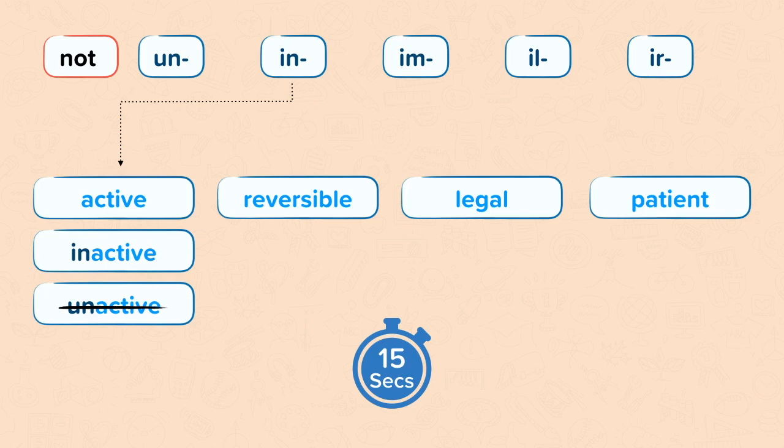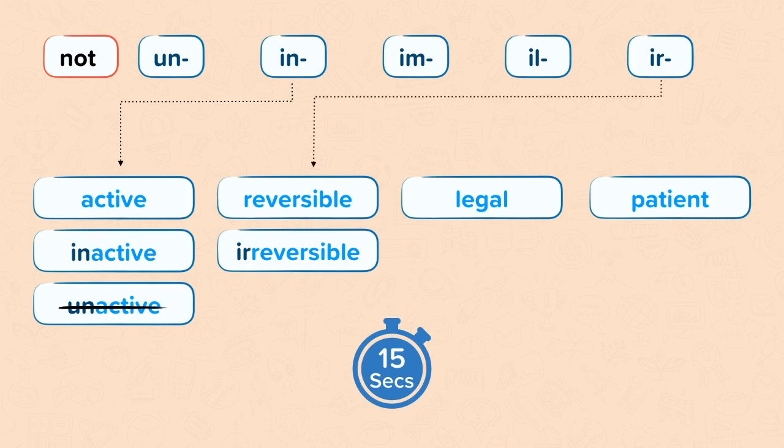Now let's go through the answers starting with reversible. If something is reversible, it means it can go backwards or be undone. So something that is not reversible is irreversible. It means it cannot be undone. So well done here if you chose the prefix ir.